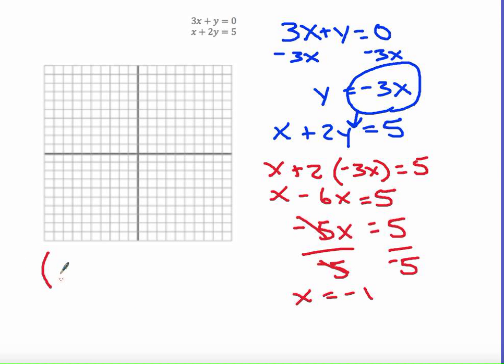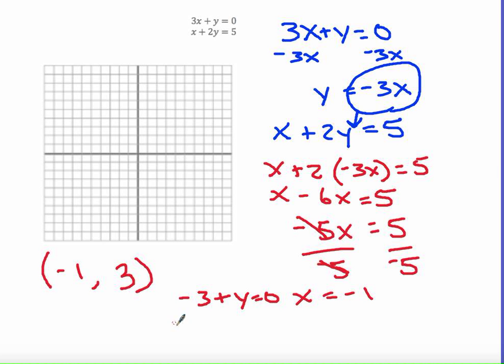So now our solution is going to be minus 1 for x, and we need to find out what y is. So I can plug the minus 1 into either equation up here. So let's do it with the first one. So we're going to have minus 3 plus y equals 0. That's plugging that minus 1 in there. So y has to be a 3.